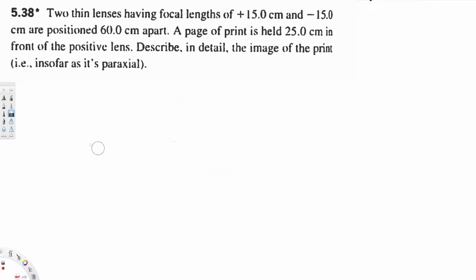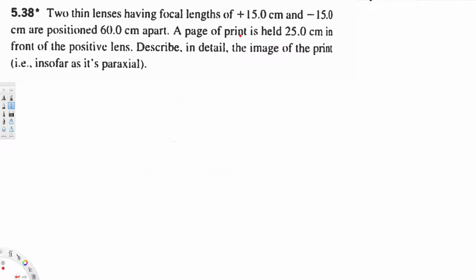Let's look at this problem right here. This question is asking: two thin lenses having focal lengths of 15 cm and negative 15 cm are positioned 60 cm apart. A page of print is held 25 cm in front of the positive lens. Describe in detail the image of the print.